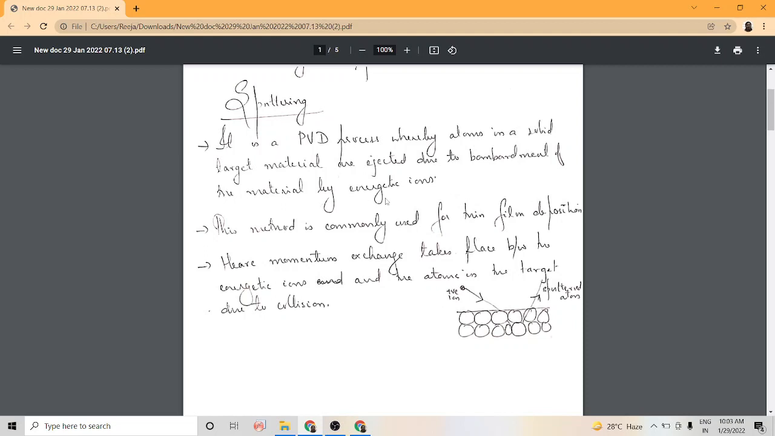So in the process of sputtering, we firstly take a target material and there is something called the substrate. This method is commonly used for thin film deposition. So the substrate is the material on which the thin film is going to get deposited, and the target material is the material whose atoms are going to constitute the thin film.